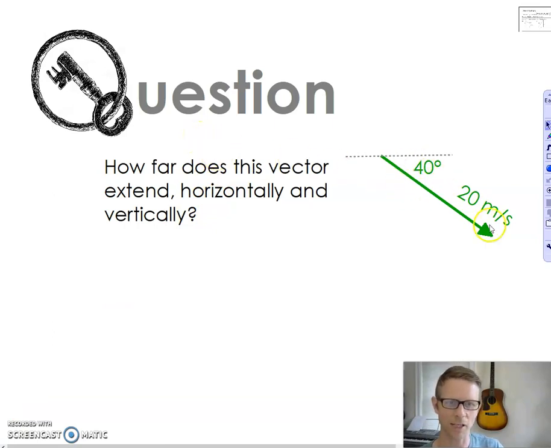If you look at a vector like this, a vector is just a quantity that has a direction. 20 meters per second, 40 degrees below the horizontal is how we would describe it in words. How far does this vector extend horizontally and vertically? There are innumerable times during physics where we want to know how much of a vector is horizontal and how much of it is vertical. We call that components. Write down the word components. I'm not going to give you an official definition. You'll kind of learn it from context.